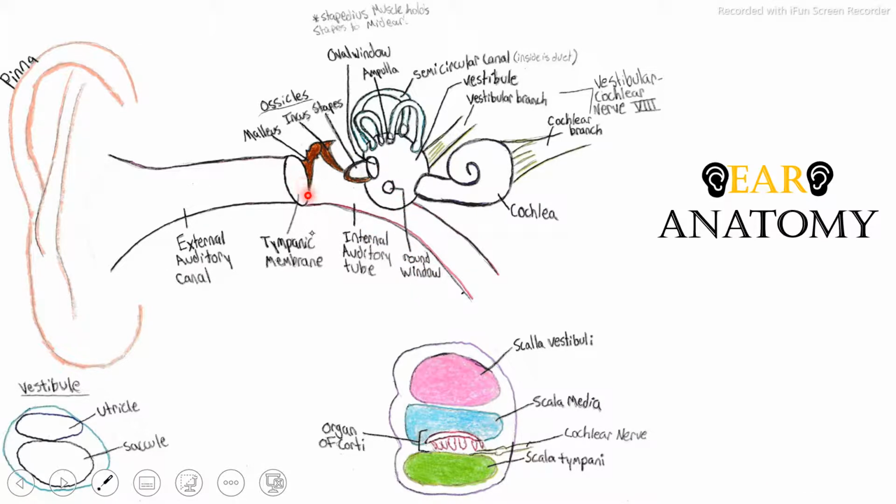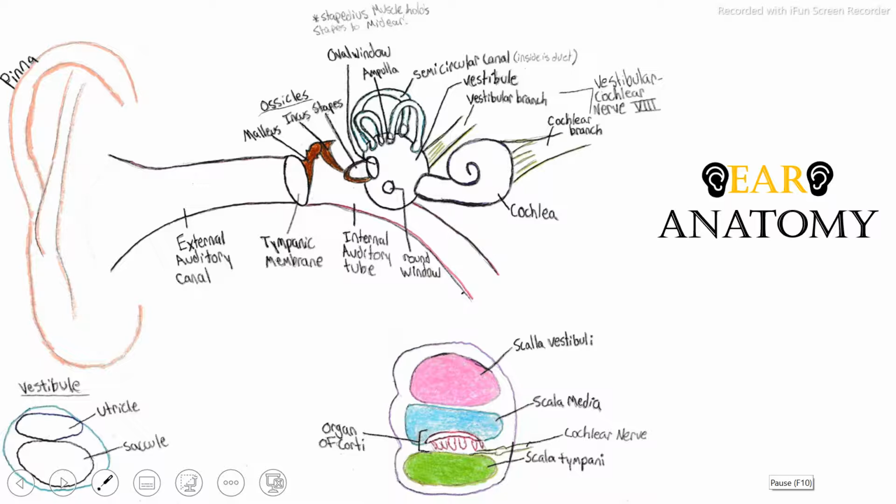So after the sound waves vibrate from the stapes through the oval window, through the vestibule, they go to the cochlea. Here's the cochlea. The cochlea is responsible for converting these vibrations into the neuroelectrical signals that our brain can understand.